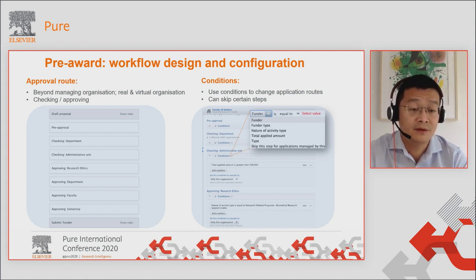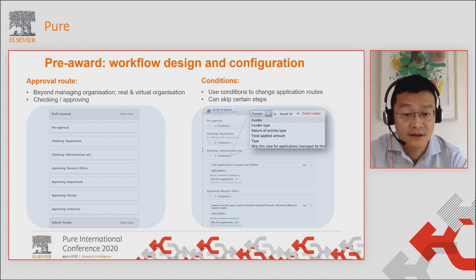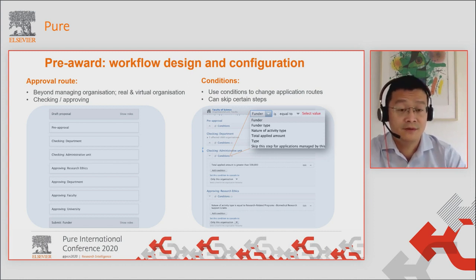And then each organization can configure or customize their own approval route by applying conditions in their approval route. The conditions include funder type, nature of activity, and amount, etc. It is also possible to skip certain approval steps. So this makes it really flexible.